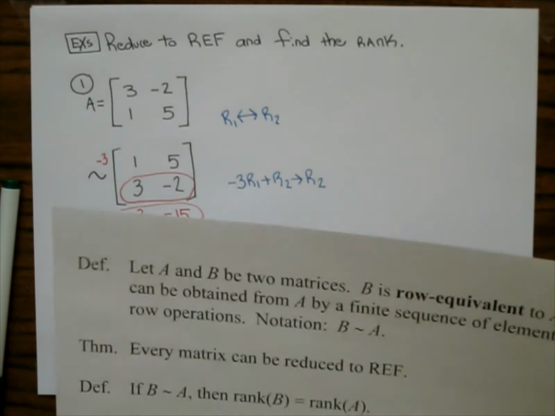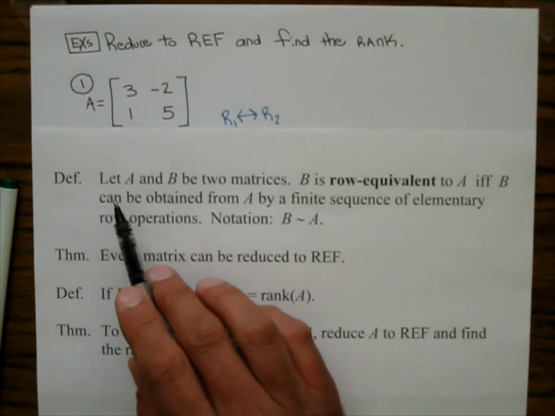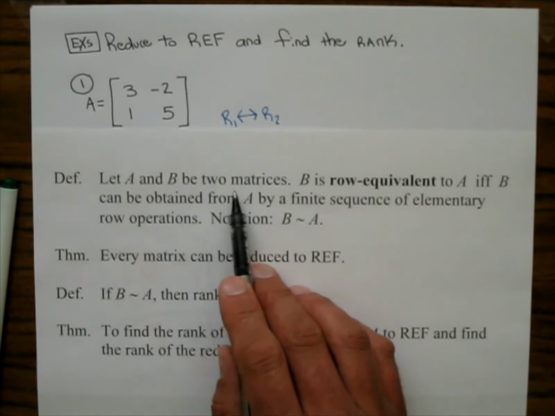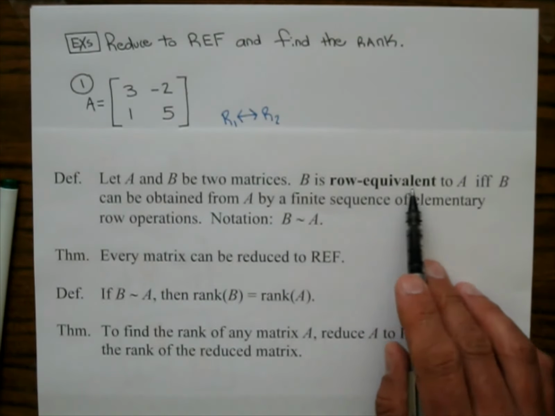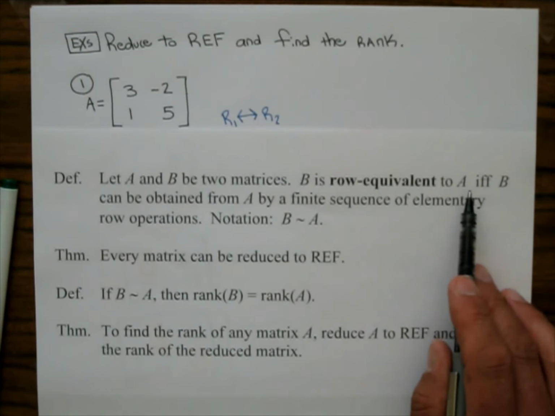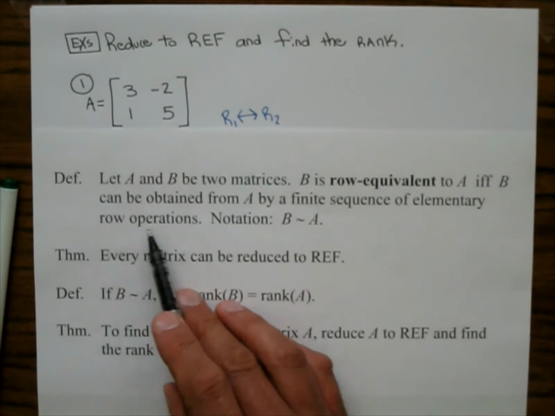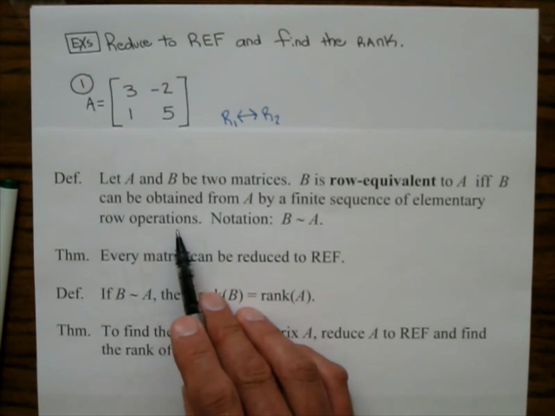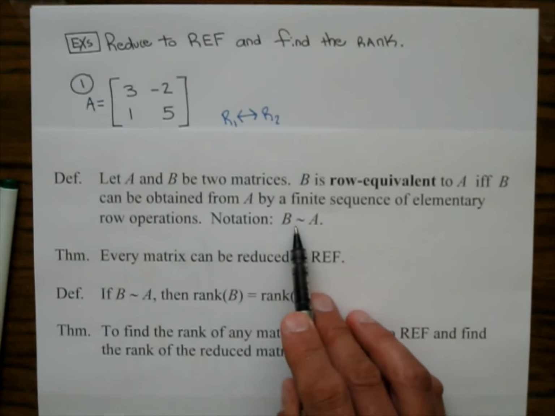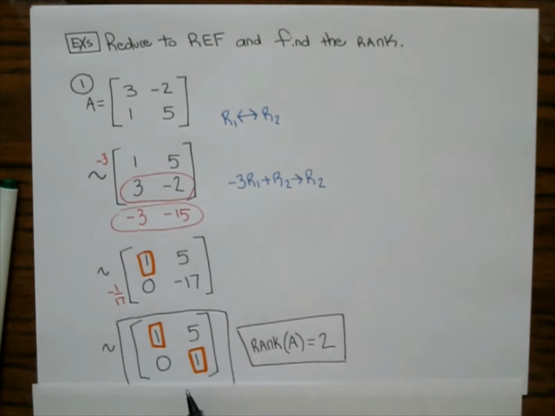Okay, I think we should really look at some of the theorems here. What do we have? Let A and B be 2 matrices. B is row equivalent to A if and only if, that's what the IFF stands for, B can be obtained from A by a finite sequence of elementary row operations. So row equivalence is kind of what we were saying, and we have this special sign here, not an equal sign. B is row equivalent to A. So look what we have here. This matrix A is row equivalent to this matrix, which we can call B.